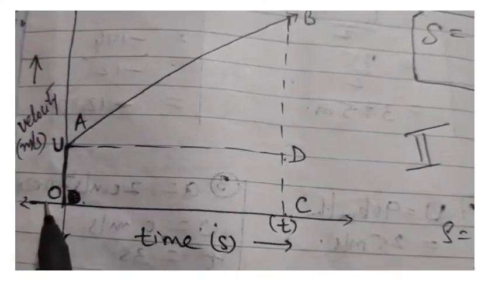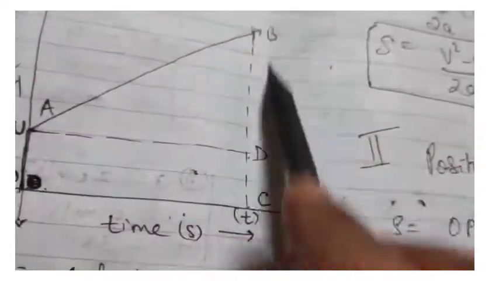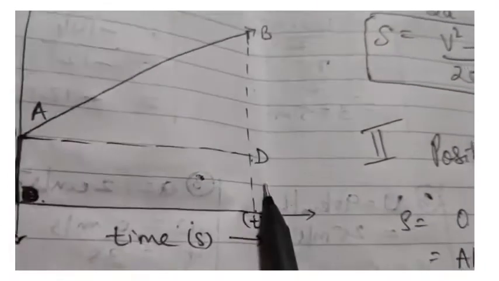OABC is a trapezium. Now do you know the formula to find the area of the trapezium? It is the sum of parallel sides. Which are parallel? OA and BC are the parallel sides. Half the sum of parallel sides multiplied by the perpendicular distance. OC is the perpendicular distance between the parallel sides.